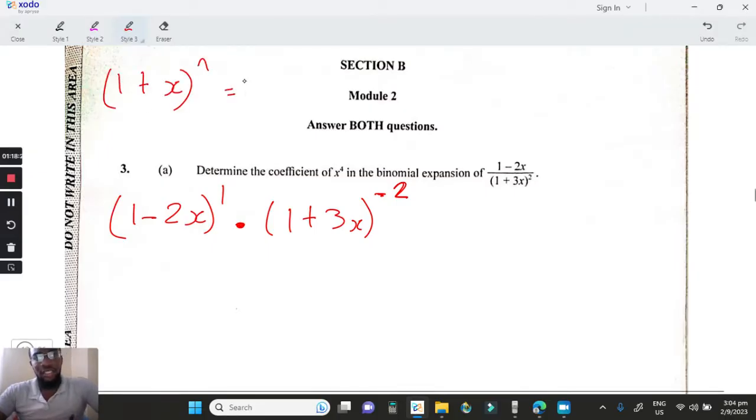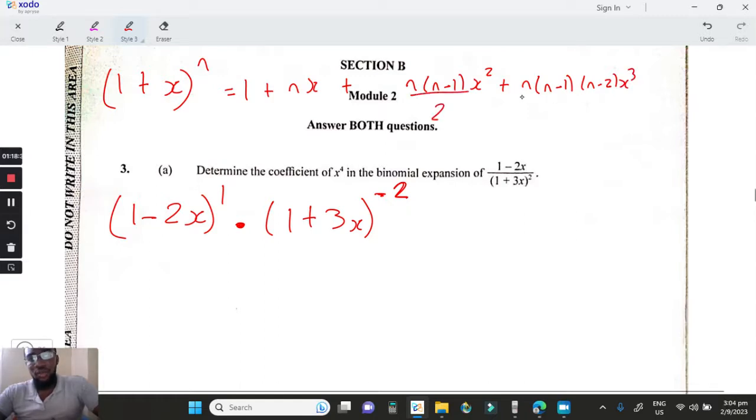We need to remember this is 1 plus nx plus n times n minus 1 x squared, plus n times n minus 1 times n minus 2 x cubed. Remember this is over 2 factorial, over 3 factorial, and it continues. That's the one. The next one would give us the x to the 4 term. So anytime you see a negative power, this is the formula you're going to have to use.